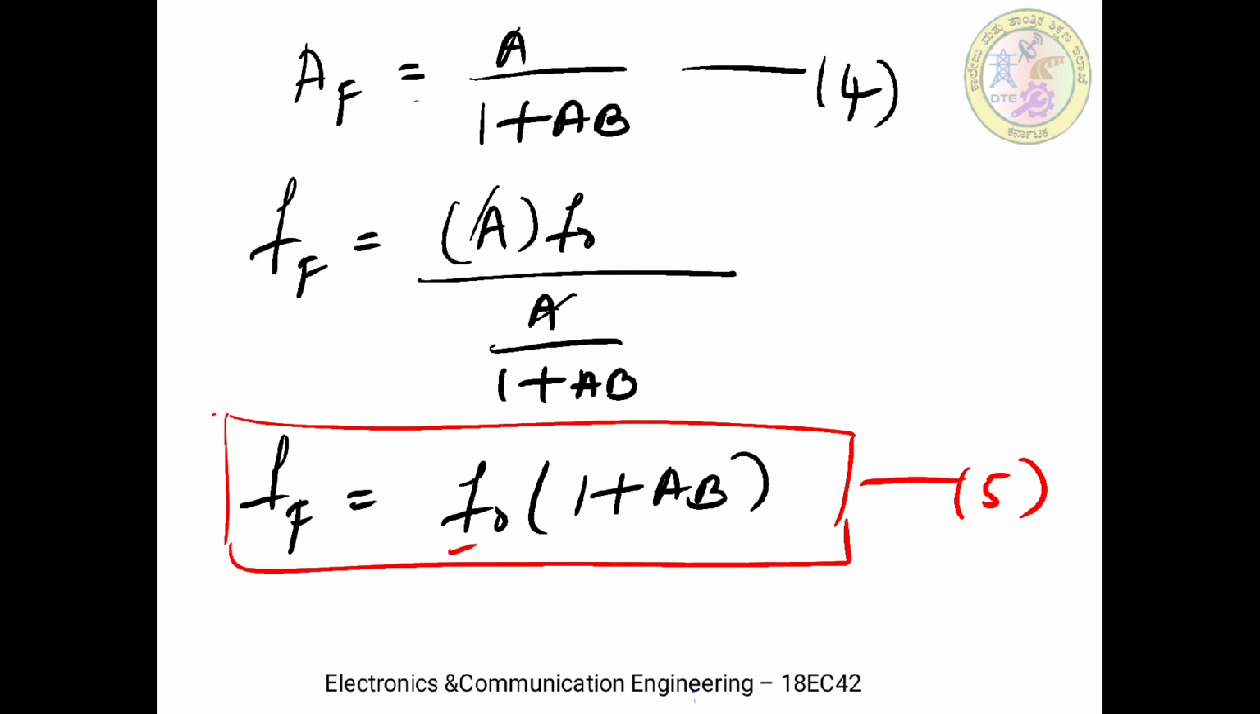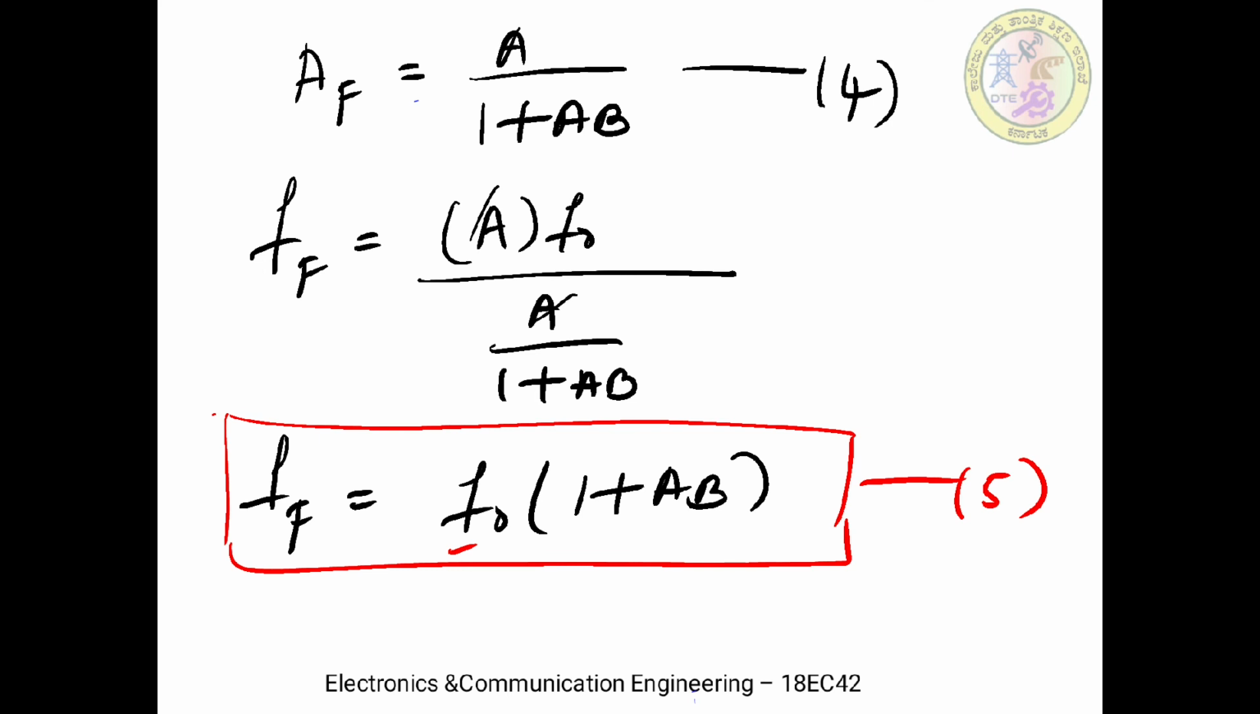So FF is the bandwidth with feedback, and F naught is the bandwidth without feedback. Both are with respect to the non-inverting amplifier only. Therefore, the meaning of equation 5 is that the bandwidth of a non-inverting amplifier with feedback is equal to the bandwidth of the amplifier without feedback times 1 plus AB.